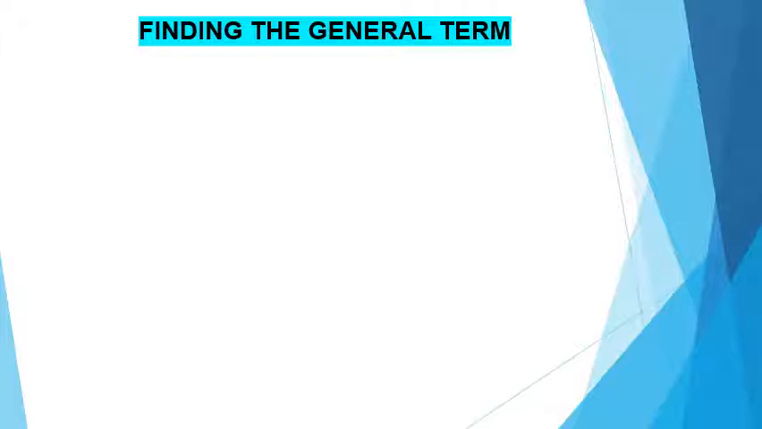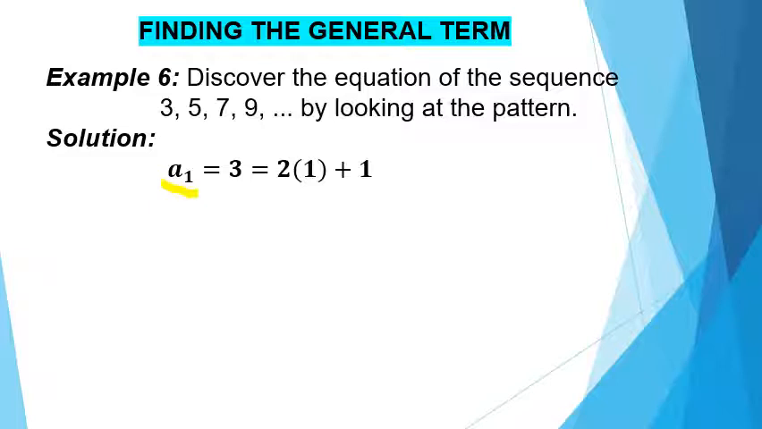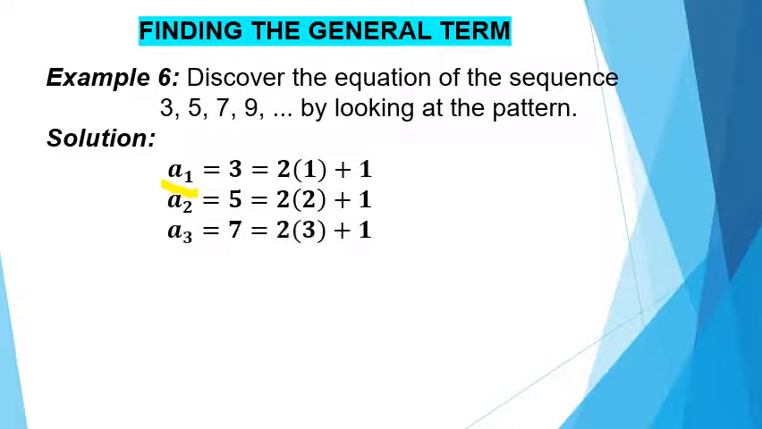Ngayon naman, finding the general term. Example, discover the equation of the sequence 3, 5, 7, 9 by looking at the pattern. Anong na-observe nyo? Ito. A sub 1 equals 3 equals 2 times 1 plus 1. Ganyan ang ginawa sa first term. Next, a sub 2 equals 5 equals 2 times 2 plus 1. A sub 3 equals 7. Ang 7, nagmula naman siya sa 2 times 3 plus 1.